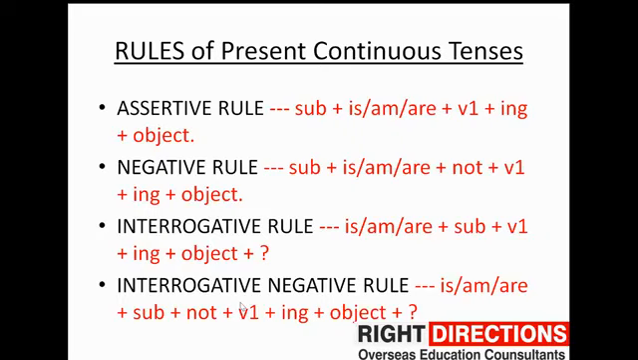Now the rules of present continuous tense. Let's continue. For the assertive or positive statement, things will remain the same. Subject, verb की first form plus object. सिर्फ इसमें क्या आता है? is am are plus ing.